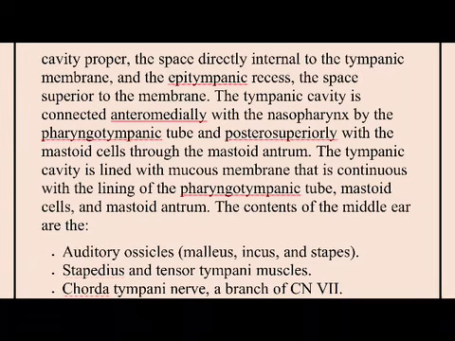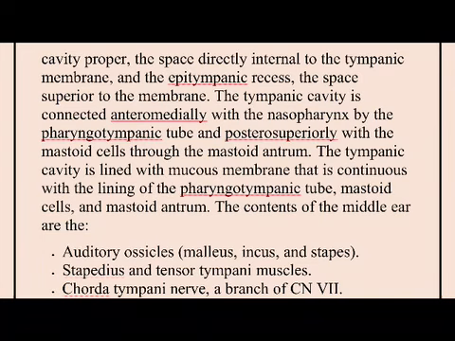And then you now also have the epitympanic recess, which is superior to the membrane. So both make up the cavity of the middle ear. The tympanic cavity is connected anteromedially with the nasopharynx by what we call the pharyngotympanic tube, and it's also connected posterior-superiorly with the mastoid air cells through the mastoid antrum.